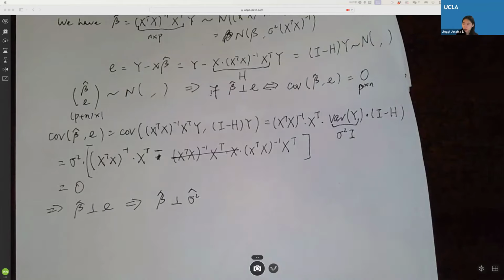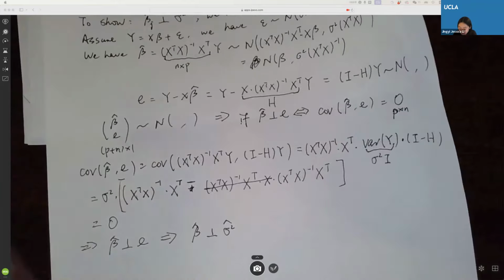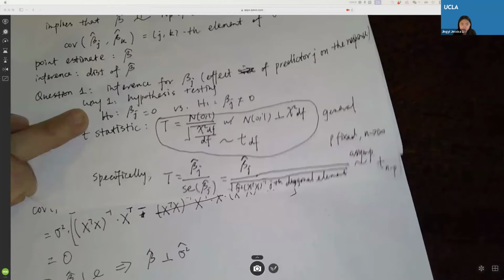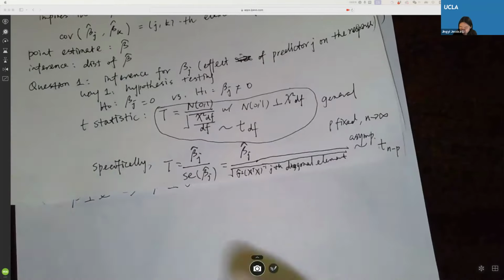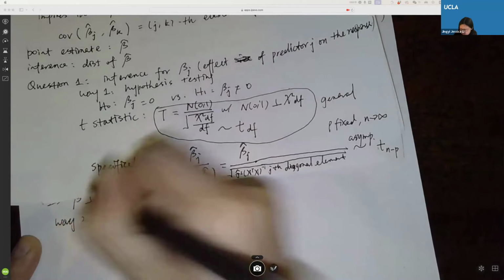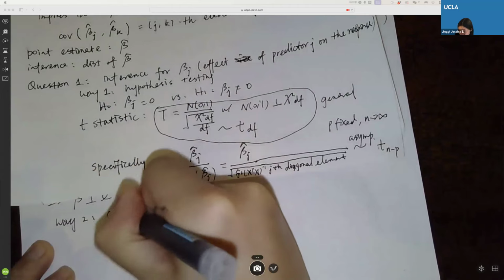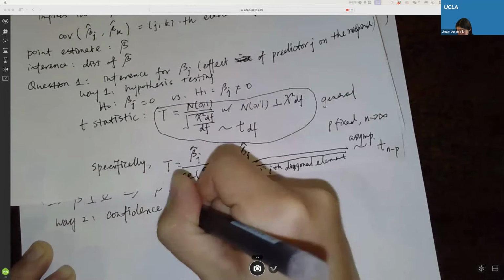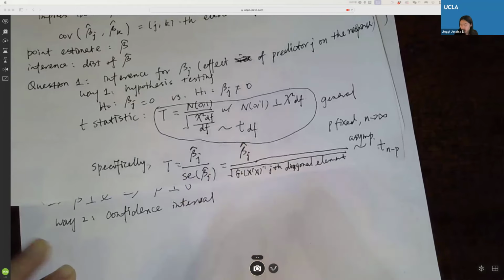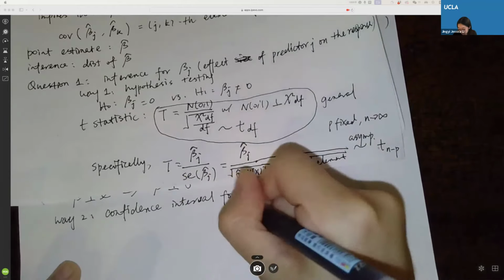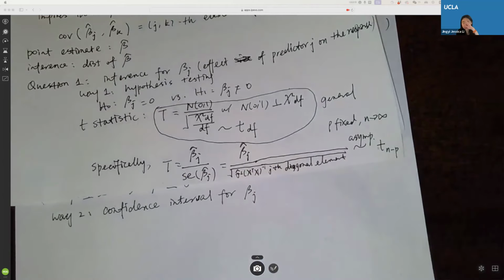Do we have any questions so far? If not, then we will continue with a multi-dimensional case. So, oh, sorry, I should come back to this one to say, okay, way 1 is hypothesis testing. I haven't said my way 2 yet. Way 2 is to do inference, is to construct a confidence interval for beta J.